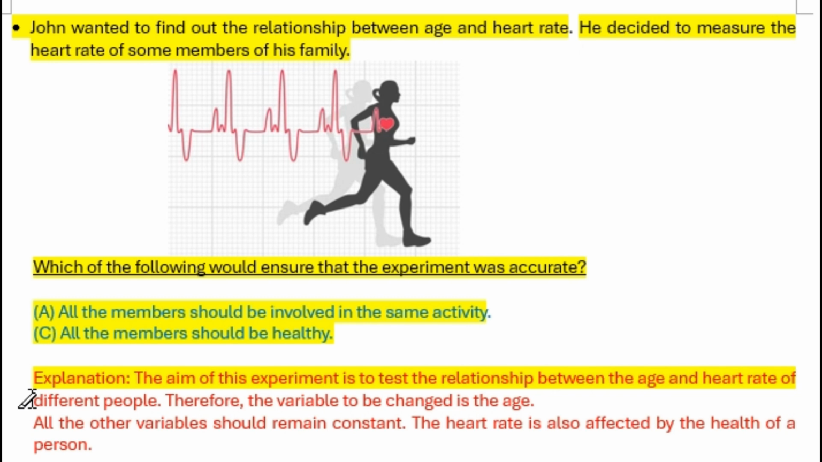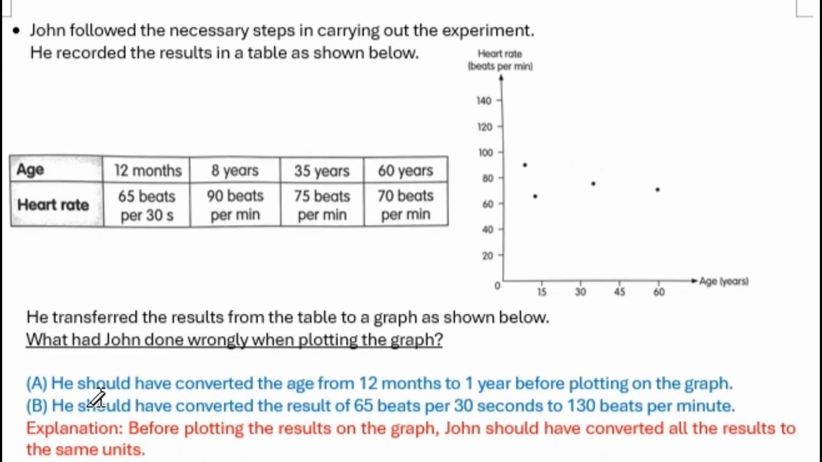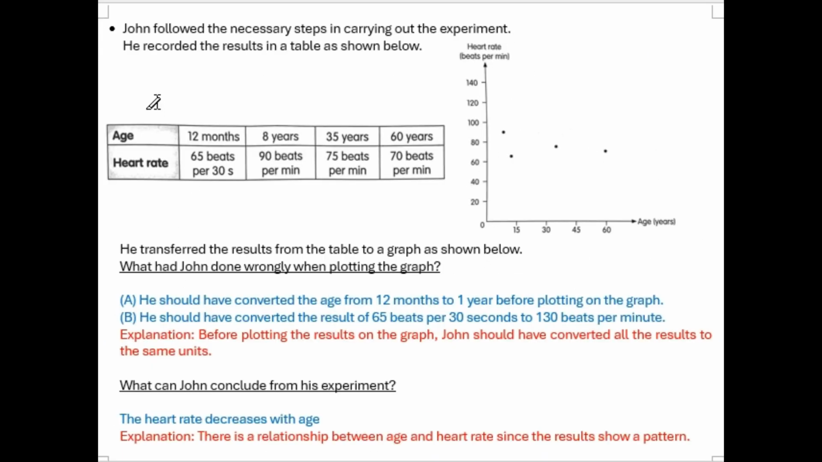Therefore, the variable to be changed is the age. All the other variables should remain constant. The heart rate is also affected by the health of a person. John followed the necessary steps in carrying out the experiment. He recorded the results in a table, as shown below.